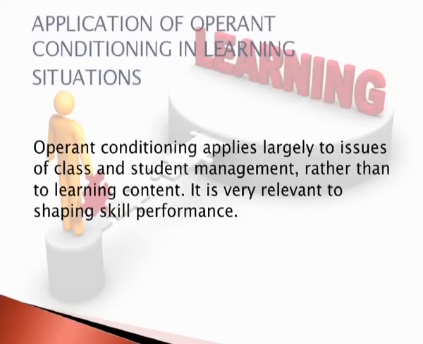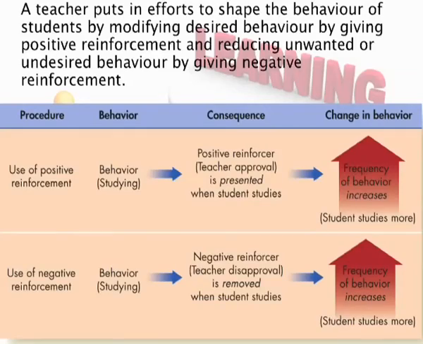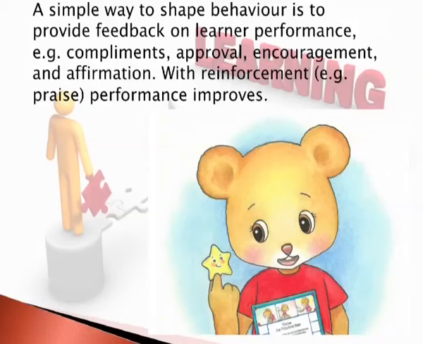Application of operant conditioning in learning situations. In the conventional learning situation, operant conditioning applies largely to issues of class and student management rather than to learning content. It is very relevant to shaping skill performance. As a student, you must have observed how a teacher has to put in efforts to shape the behavior of students. This is possible by modifying desired behavior by giving positive reinforcement and reducing unwanted or undesired behavior by giving negative reinforcement.